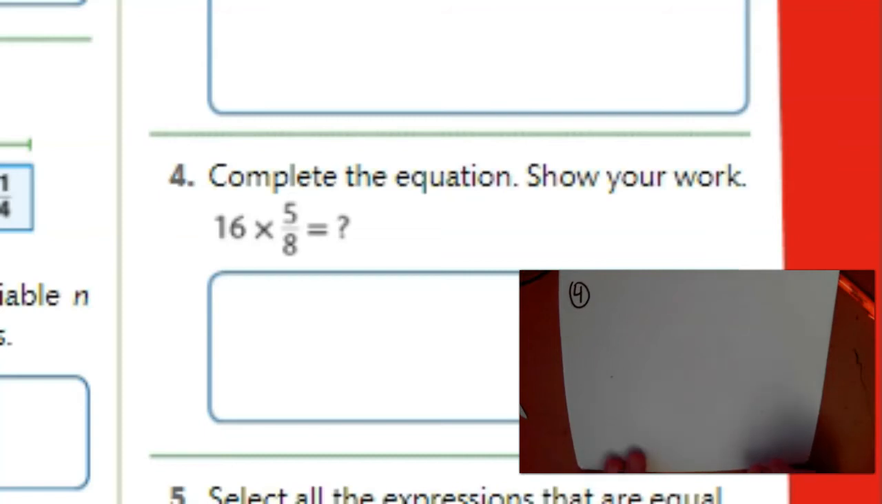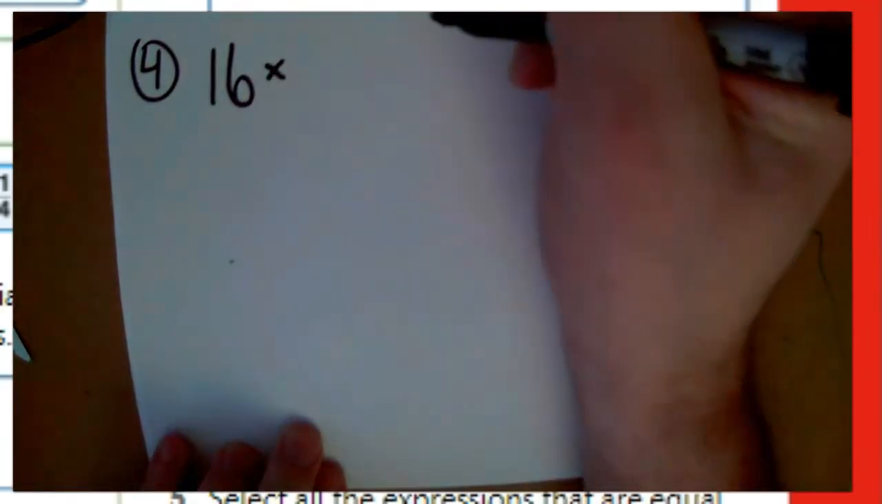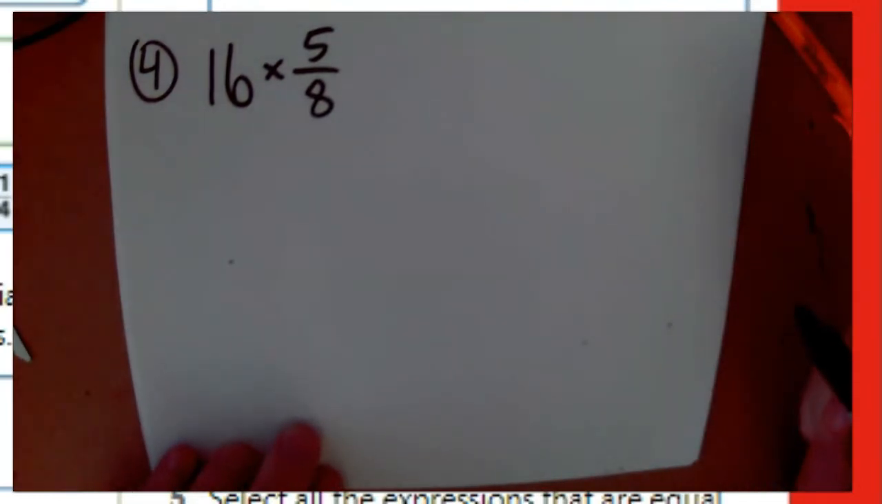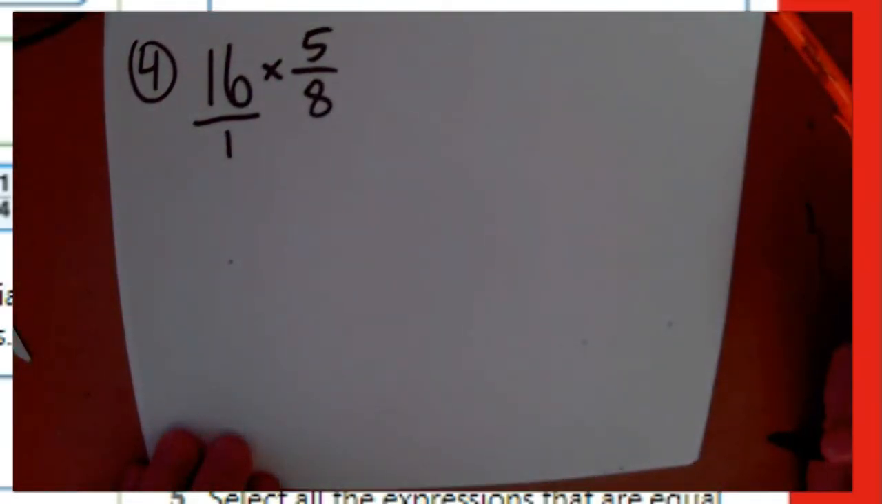Number 4 says, complete the equation and show your work. No problem, right? It's 16 times 5/8. Just multiplying a whole number times a fraction. Now remember, we can turn our whole number into a fraction by just putting it over 1. Now we've got a fraction times a fraction.